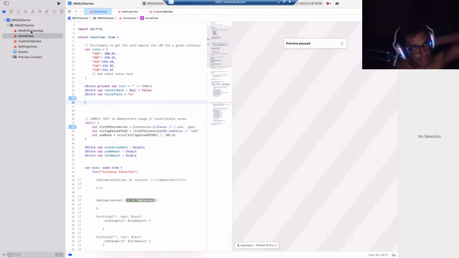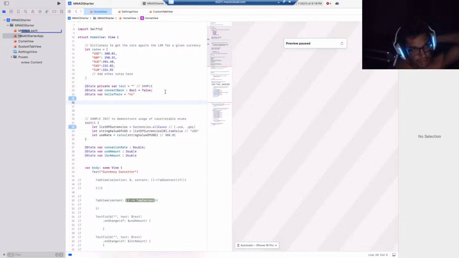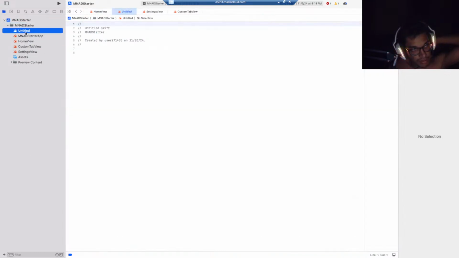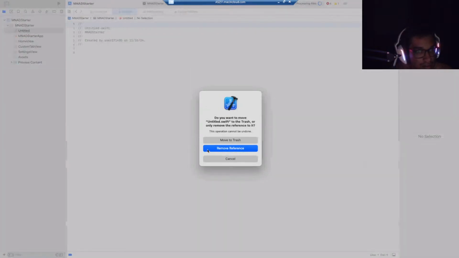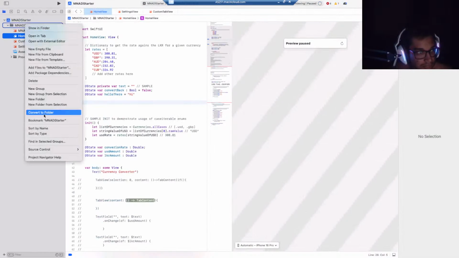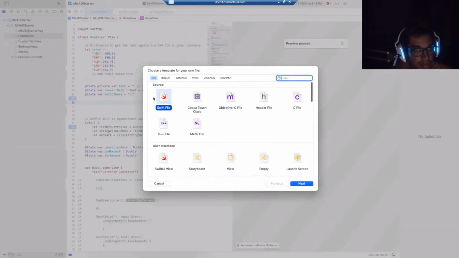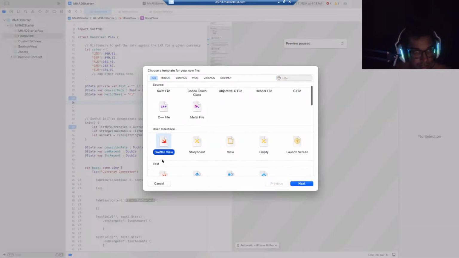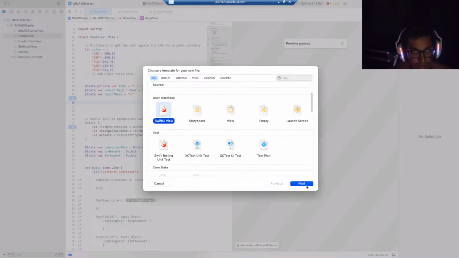I think you can just like create a new empty file. Not a new empty file. Create a file from template, Swift file or SwiftUI. Then that should do the job. Next.